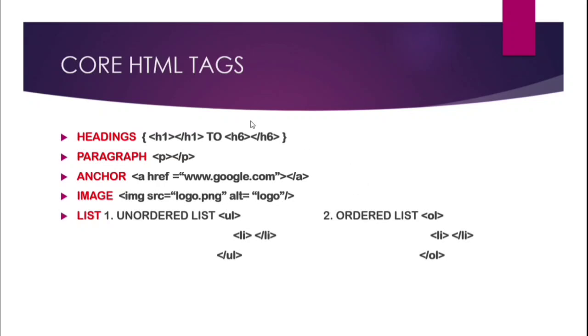Then we have the list elements. In the list we have two: one is the unordered list and the second one is the ordered list. Unordered list has list items, and similar to that, ordered list also has list items.